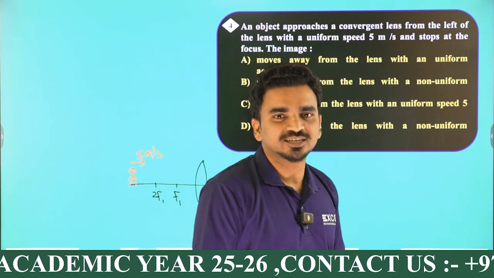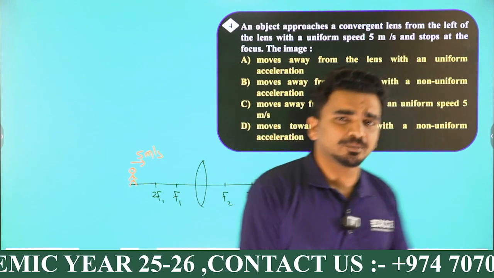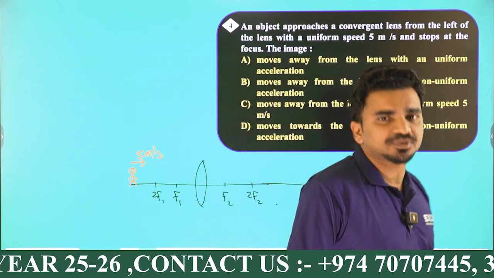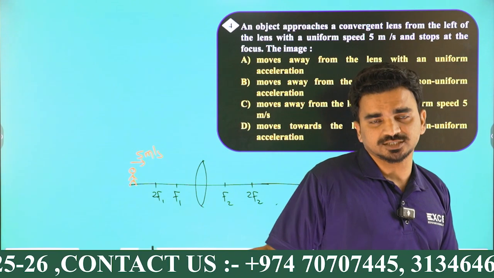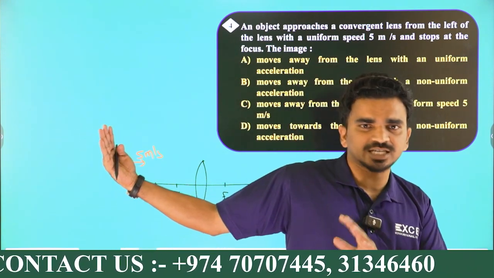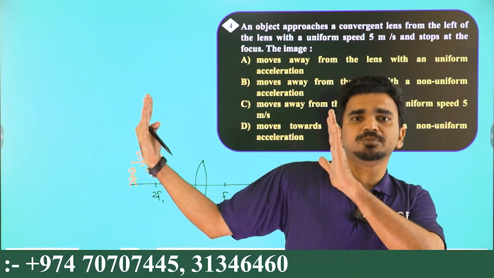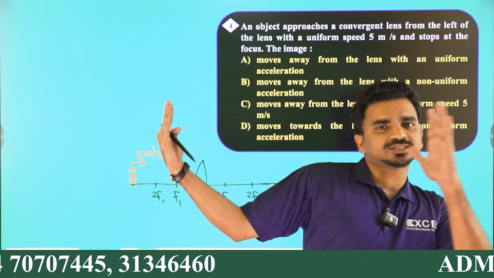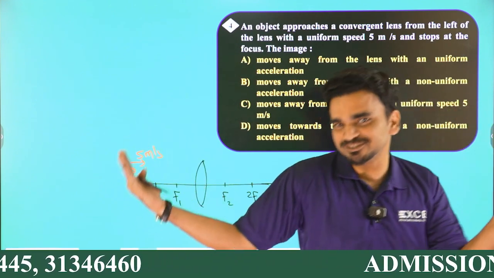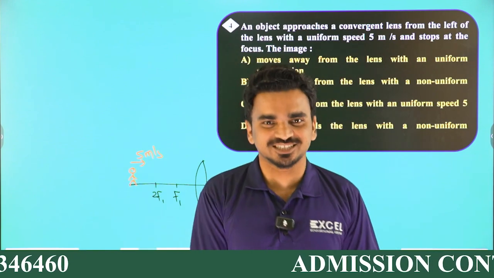Okay, like this. Then what will happen to the image? Will the image also go at the same speed as the object? That's actually the question asked. If we imagine I'm walking towards the lens, what will be my image? Will my image also walk at the same speed or at a different speed? That's actually the question being asked here.